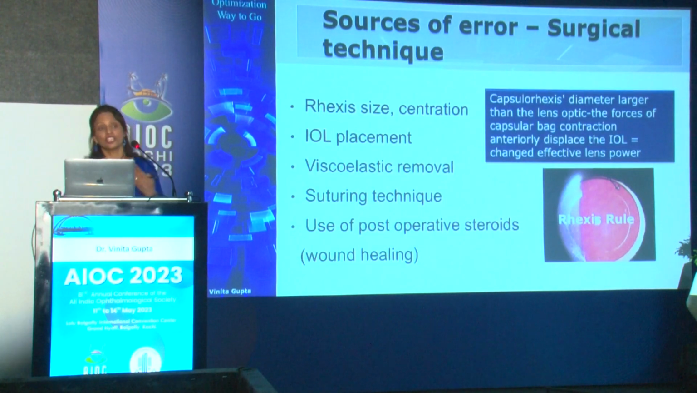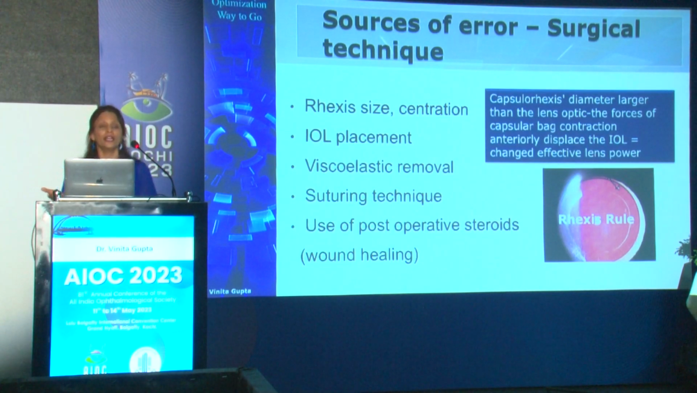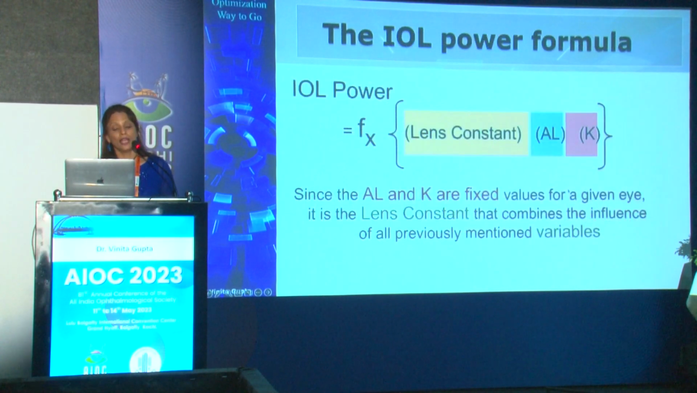And then we have our own surgical technique, which is going to induce some errors which are inherent, a constant feature there. It could be the incision size, the centration, the way we have placed the IOL, how much viscoelastic we were able to remove from all the places in the eye. If we are using sutures, what is the suturing technique? What is the wound healing for that particular patient? How much postoperative steroid would we use? How did the patient's eye behave with regard to wound healing? So all these things are also going to create source errors.